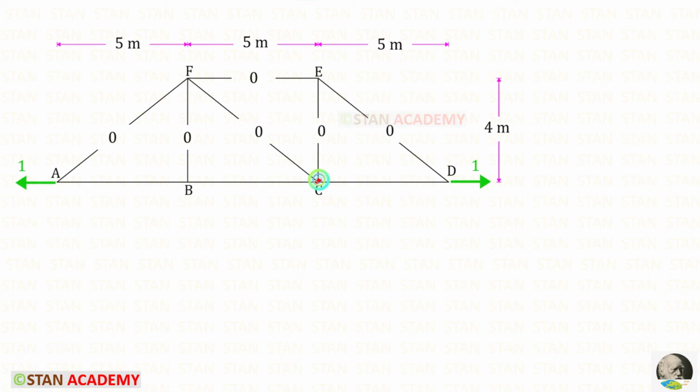Then we can take the joint C. We can apply the rule sigma V is equal to 0. This is 0. So this also should be 0 because there is no other vertical force.